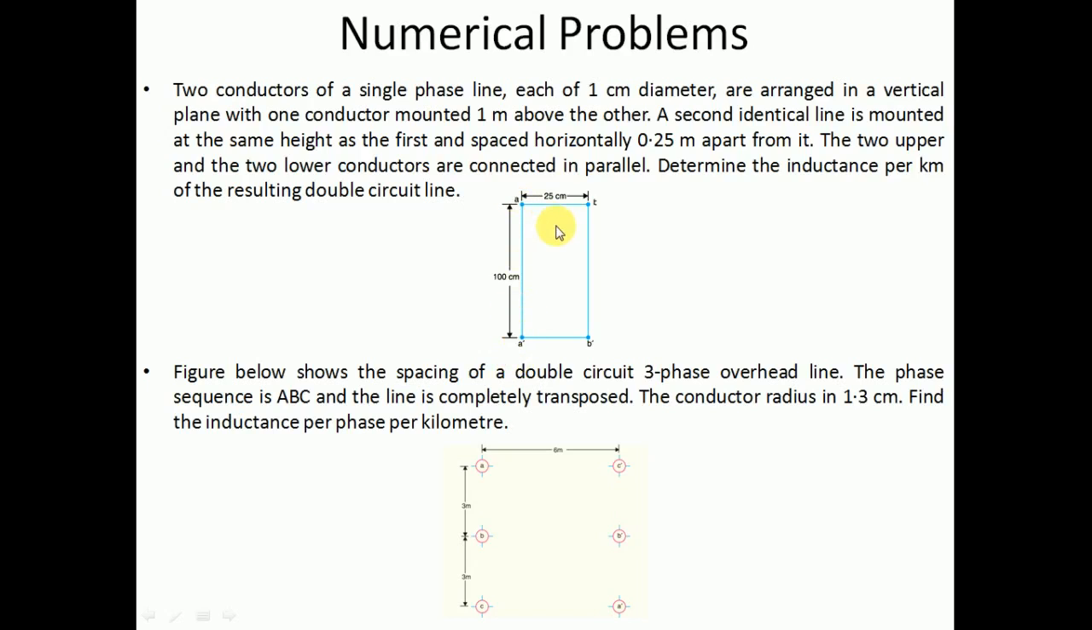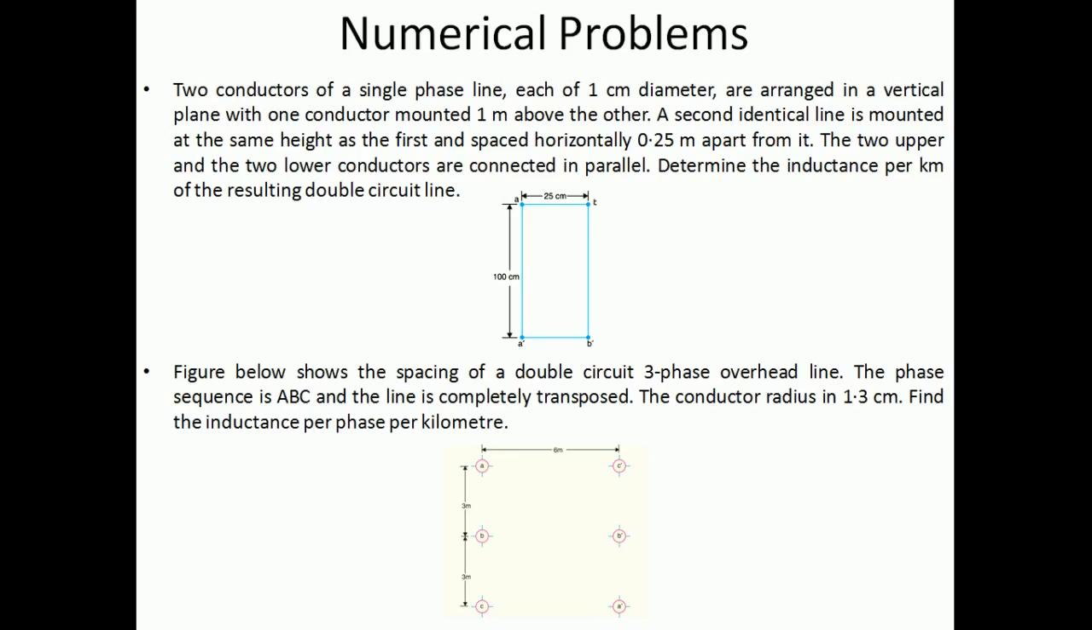Similarly, you have to find the mutual GMD dm also. That is actually the mnth root of the product of mn terms, but in our case the value of m and n is same, so you have to find the fourth root of the product of four distances. That is, the four distances are dab, dab dash, then da dash b dash and a dash b. Then you will be getting the value of mutual GMD also.